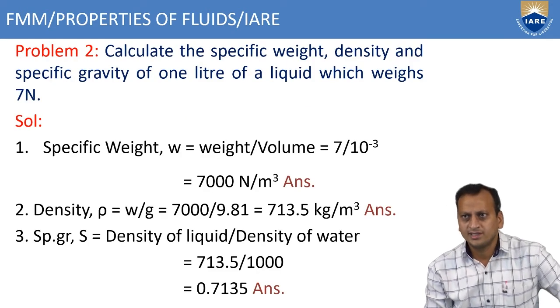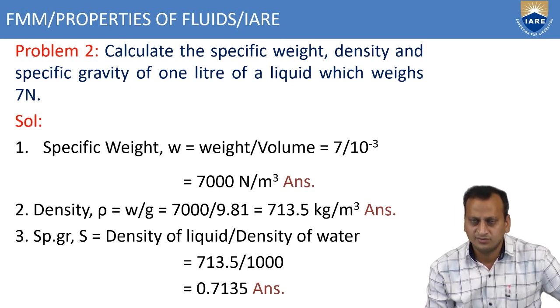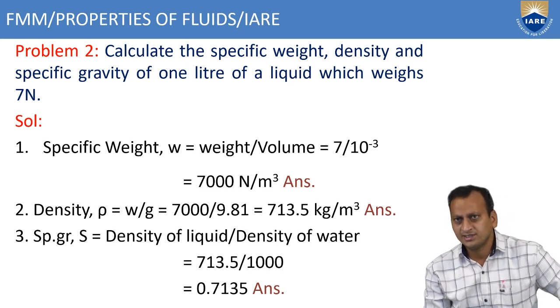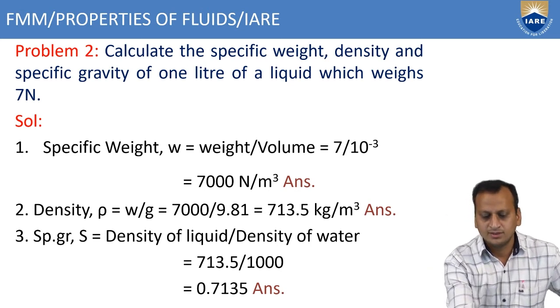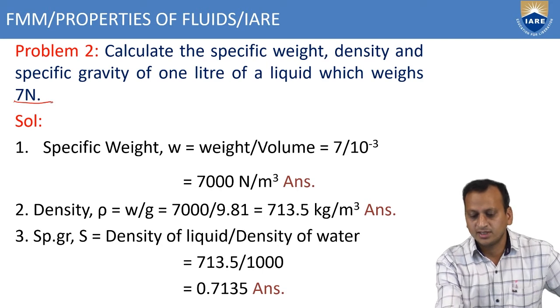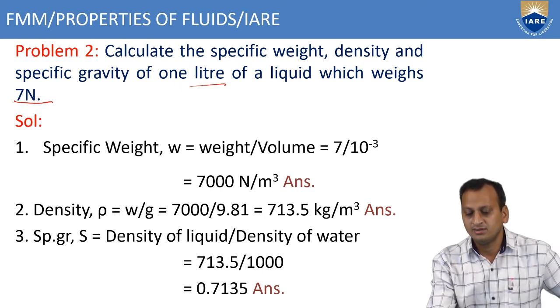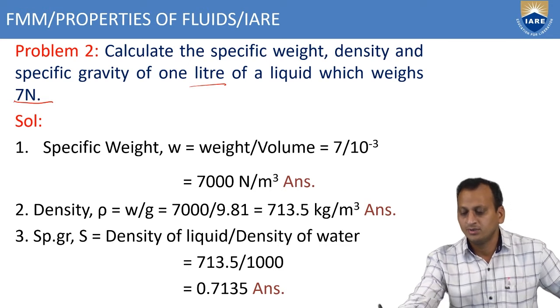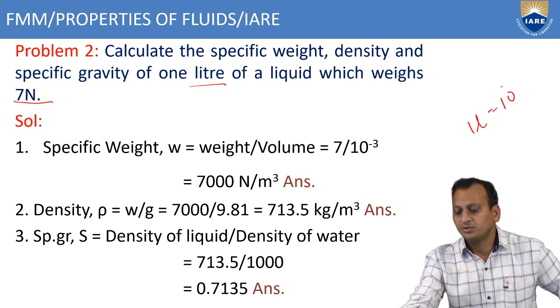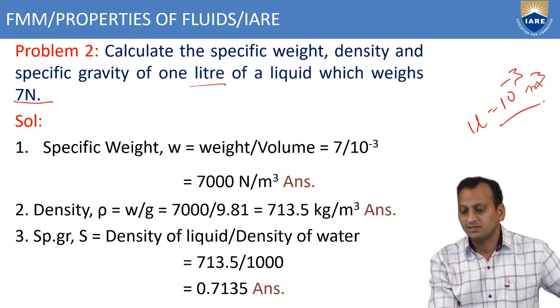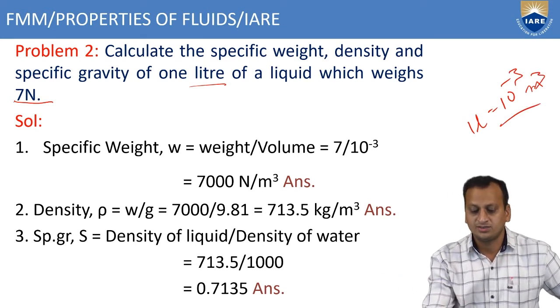Calculate the specific weight, density, and the specific gravity of 1 liter of a liquid which weighs 7 newtons. So here the weight is given. Another parameter is volume, 1 liter. This 1 liter volume is 10 power minus 3 meter cube. So 1 liter is equal to 10 power minus 3 meter cube of volume, and we have to convert like this. Therefore, here volume and weight, these two are given.